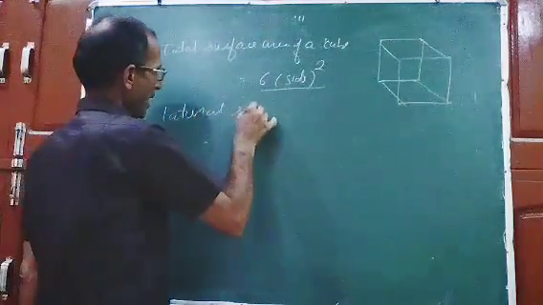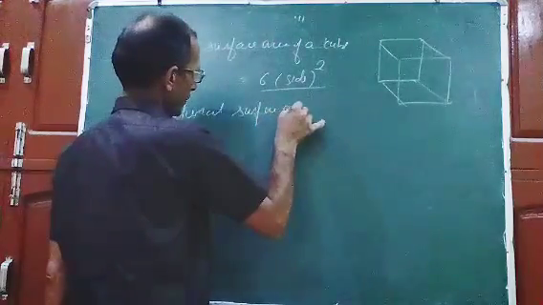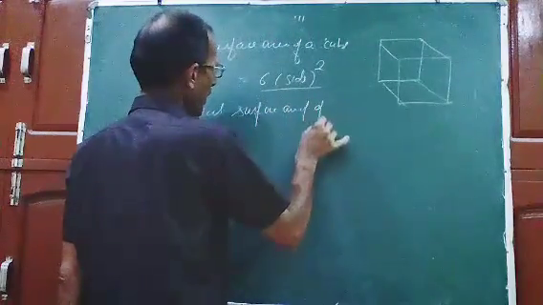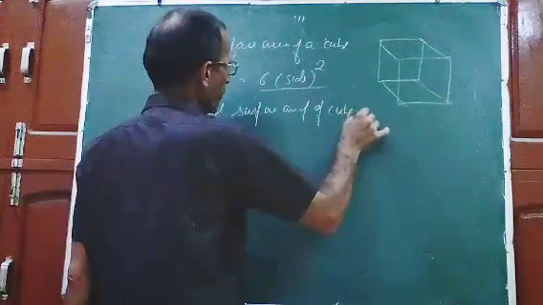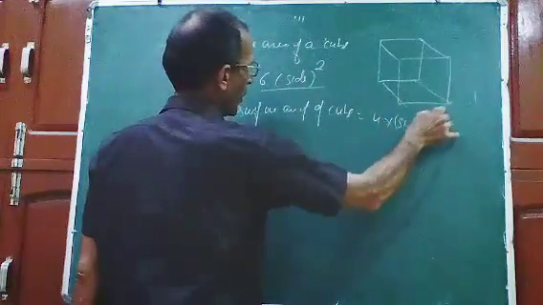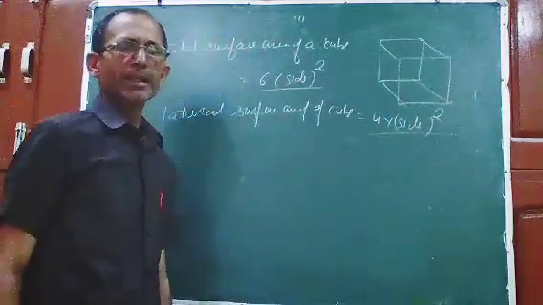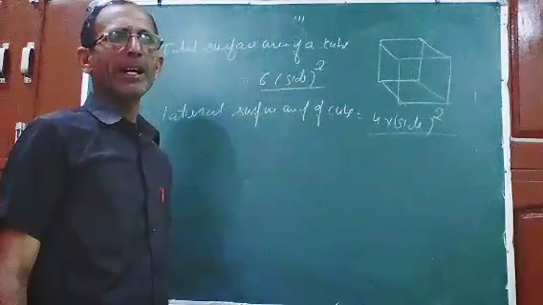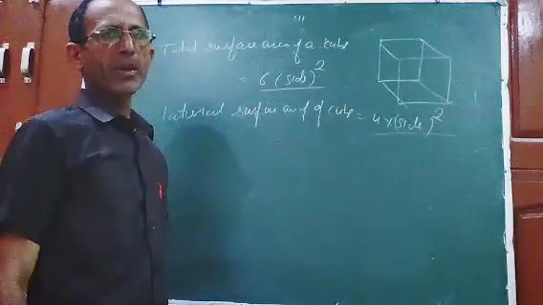The lateral surface area of a cube is 4 into side square. This is the formula for finding the lateral surface area of a cube.